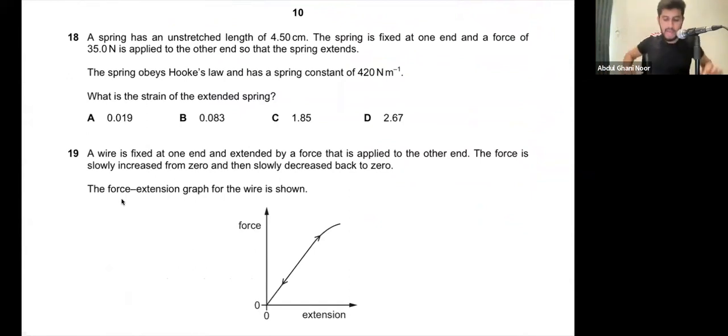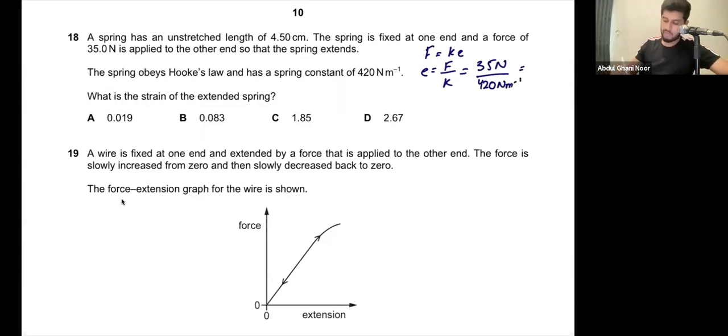A spring has an unstretched length of 4.5 centimeters. The spring is fixed at one end and a force of 35 newtons is applied to the other end so that the spring extends. The spring obeys Hooke's law and has a spring constant of 420 Newton per meter. What is its strain? So let's first find out the extension. F is equals to K E. E is equals to F upon K. The force is 35 newtons. The spring constant is 420 newtons per meter. And that gives me the answer as 1 upon 12 meters.